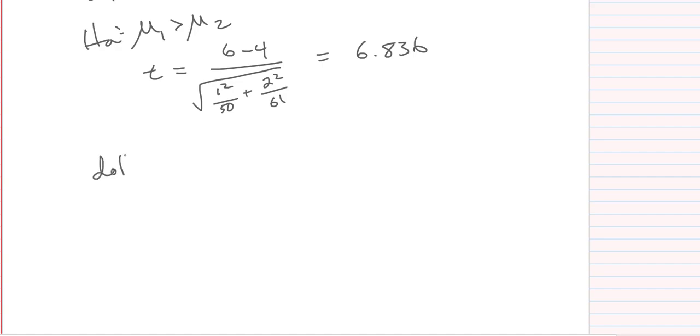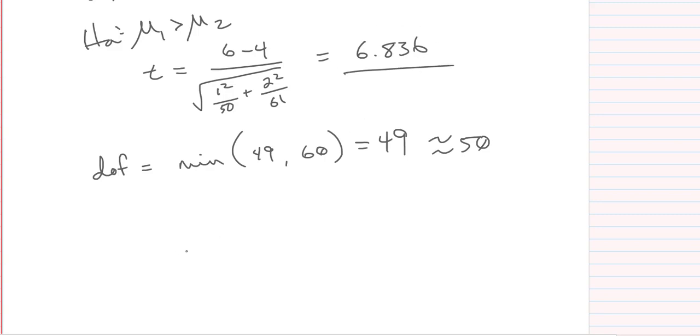Degrees of freedom is going to be the minimum of n1 minus 1 and n2 minus 1, and the smallest of these two numbers is 49. We'll go to the table, but remember, once we get to 30, we're skipping every 10, so this is close to 50. So we'll go to the row for 50 degrees of freedom. We take this 6.836 with us, and we find its p-value.